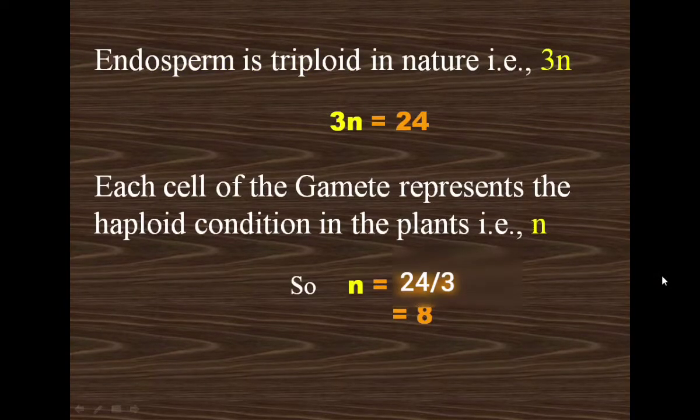Endosperm is triploid in nature, that is 3n. So, 3n equals 24. Each cell of the gamete represents the haploid condition in the plants, that is n. So, n equals 24 by 3 equals 8.